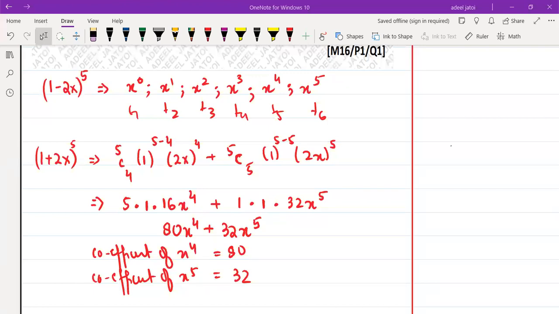There's a correction: it is minus 2x. So if we take minus to the power 4, it will still remain positive, whereas if we take minus to the power 5, this plus sign will change to negative. So it is negative 32 x to the power 5. So in the end, the coefficient of x to the power 5 is negative 32.